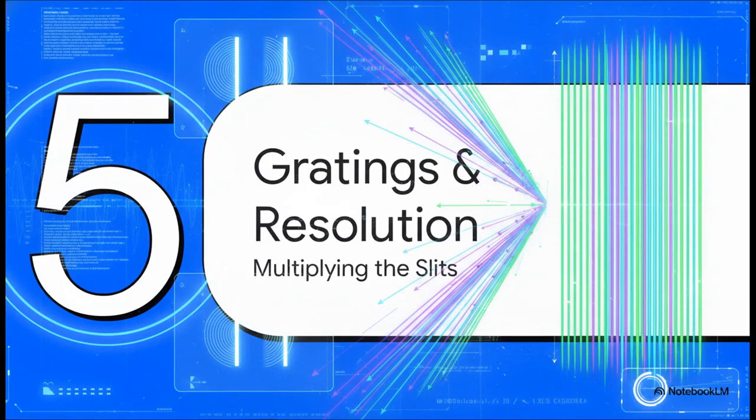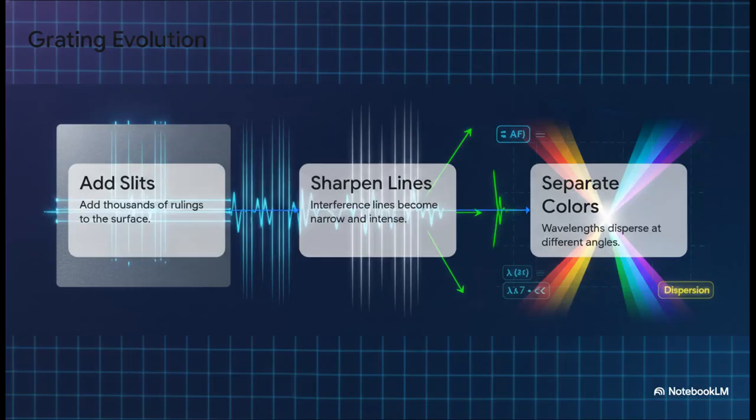Section 5. Gratings, Dispersion and Resolution. Okay, let's step up the complexity one more time. Two slits give us a really sharp pattern. But what if we multiply those two slits into thousands of slits per millimeter? Welcome to the realm of the diffraction grating, which is essentially a tool of extreme scientific precision.